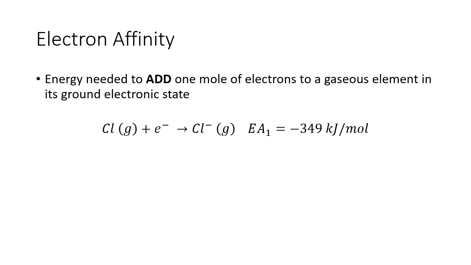So let's start with electron affinity, which is the energy needed to add 1 mole of electrons to a gaseous element in its ground electronic state. So for example, we could go from chlorine to chlorine minus, and that would be a change of negative 349 kilojoules per mole. So note, electron affinity can be negative. This is an exothermic change. You can also have endothermic changes. So you can have both positive or negative electron affinities.